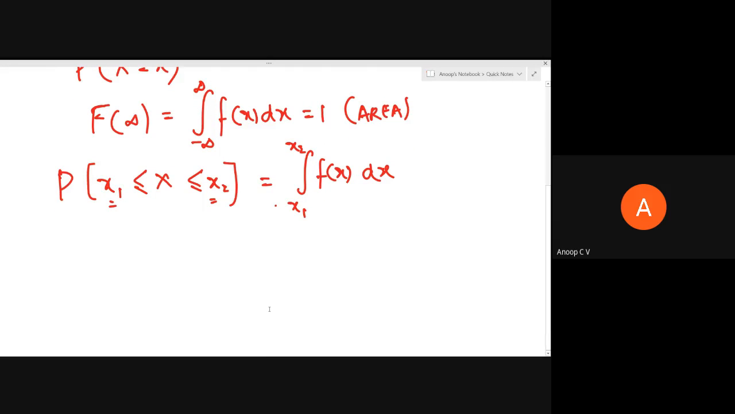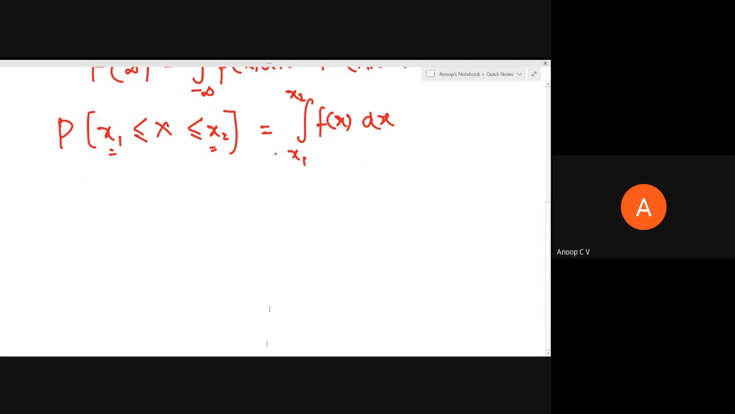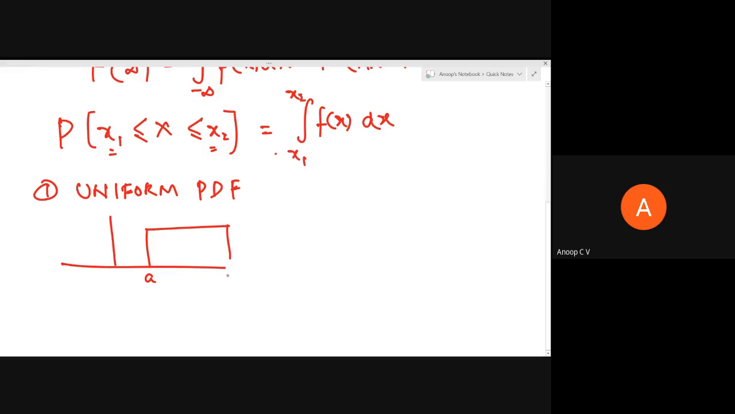So maybe now we'll see an example, right? So these different probability density functions are, right? Different PDFs are, one is actually what you might have heard of, the uniform probability density function. So what is a uniform probability density function? I'll write it as f of x.